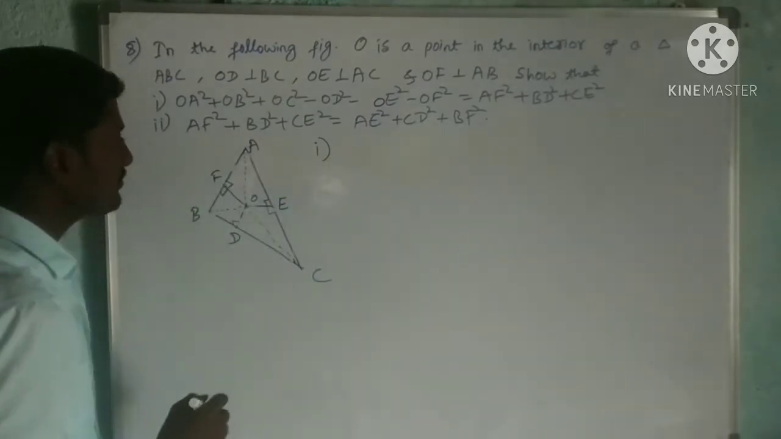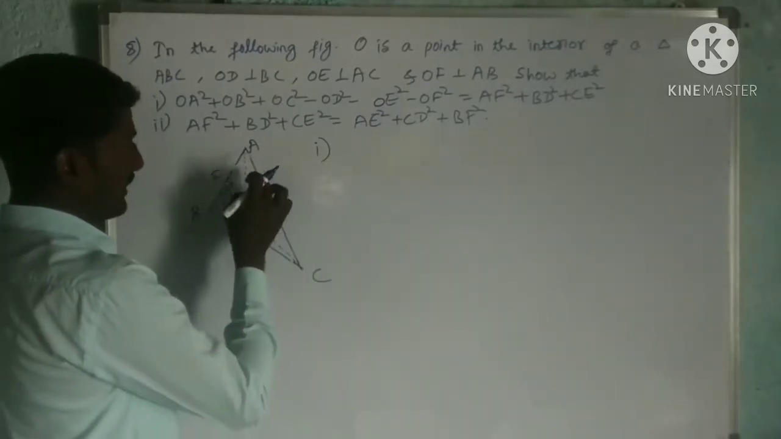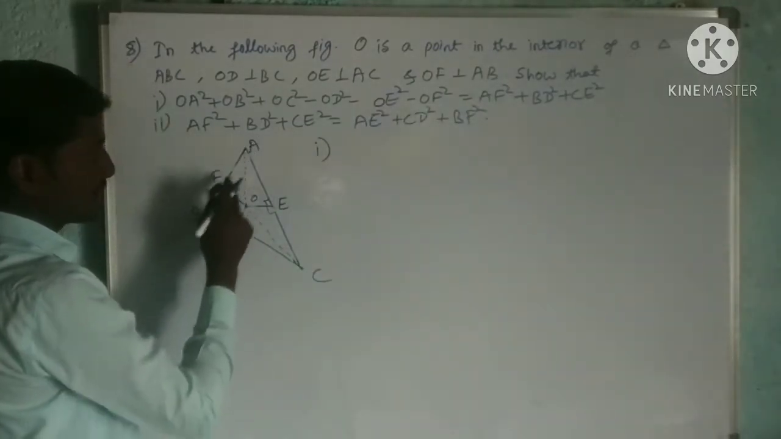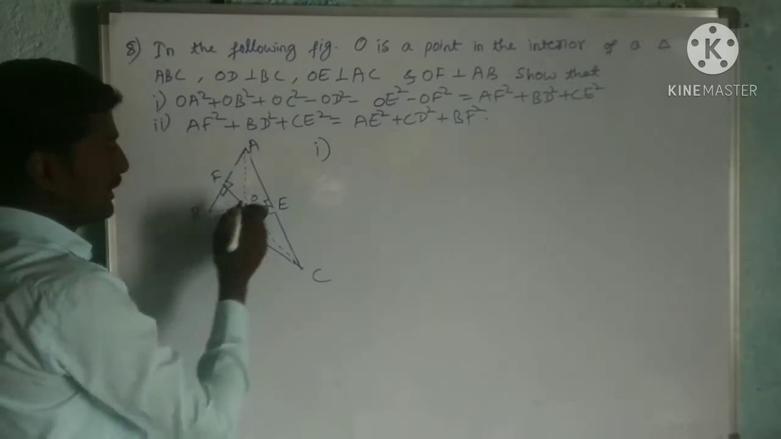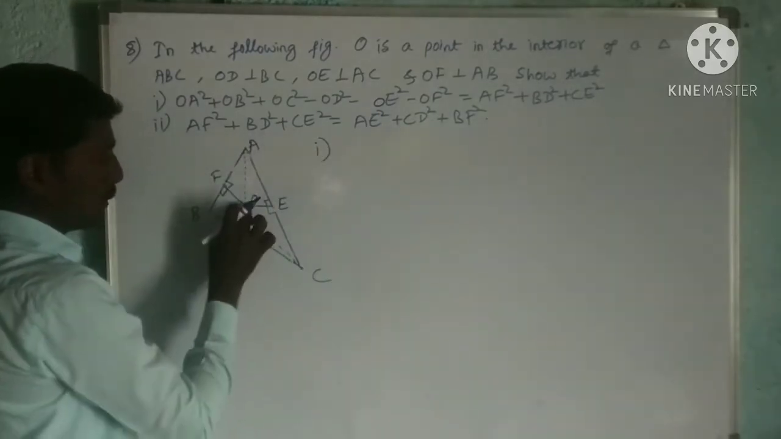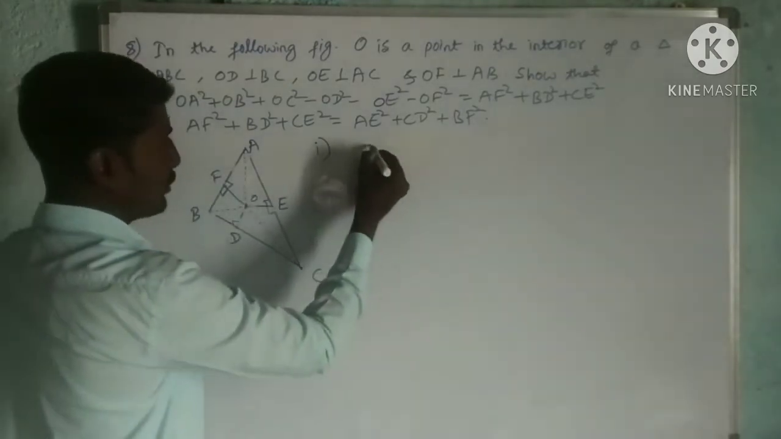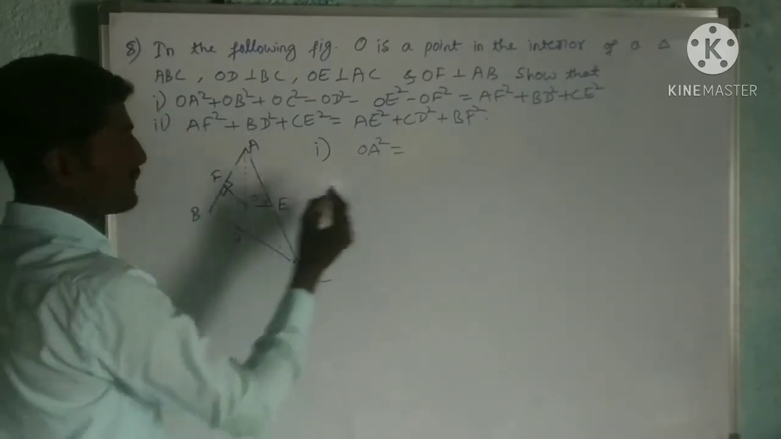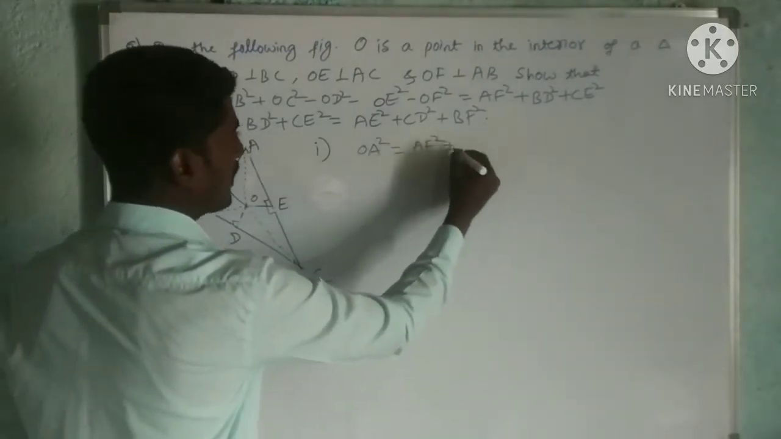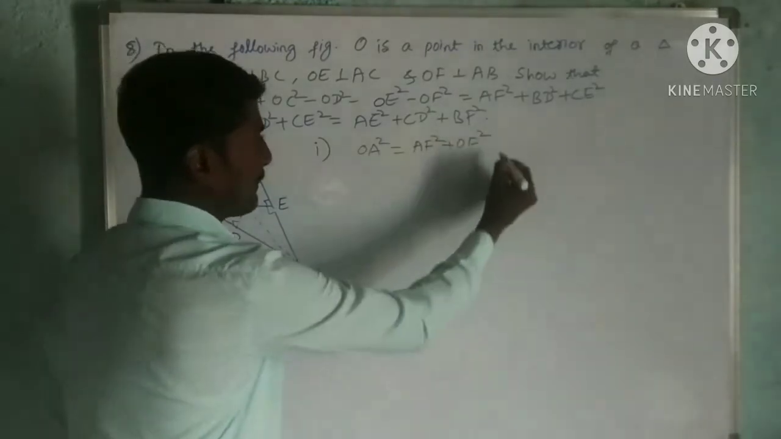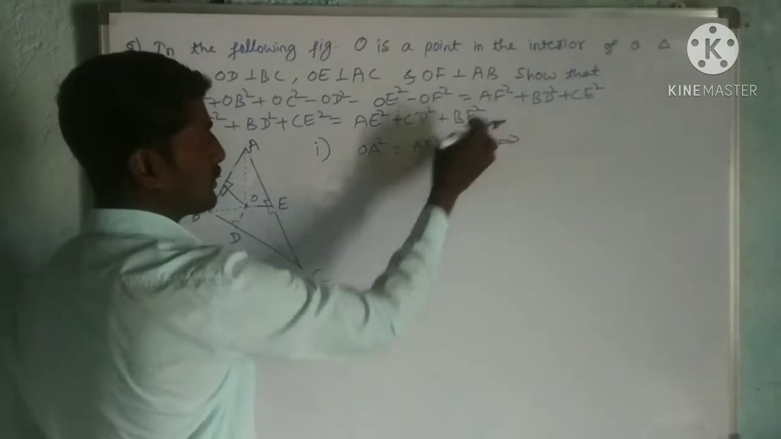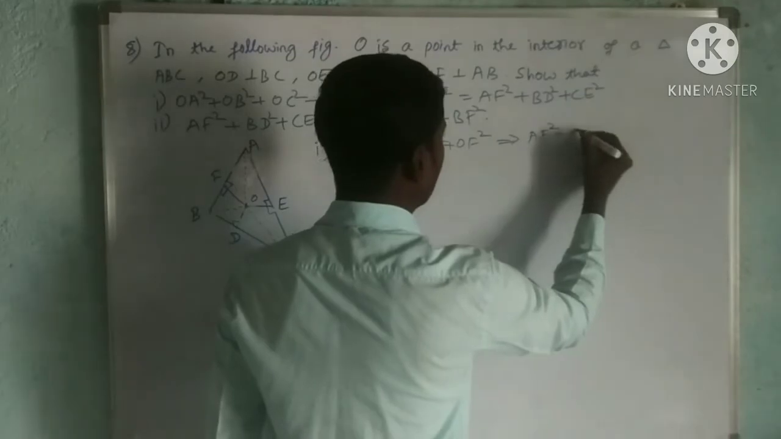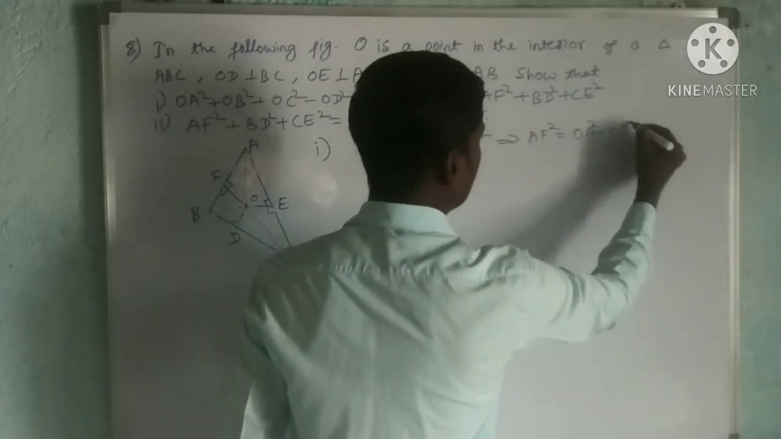Now the first one. I want AF square, so I apply Pythagoras theorem for right angle triangle AFO. In AFO, OA is the hypotenuse. So OA square is equal to AF square plus OF square. Here I want AF square, so I take OF square to the left: AF square is equal to OA square minus OF square.